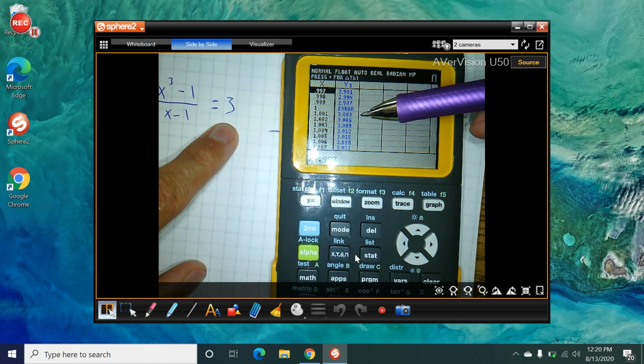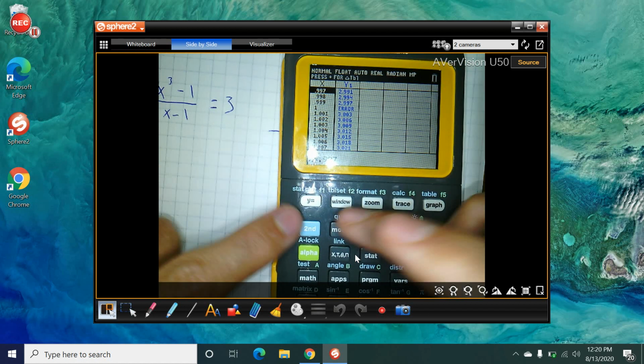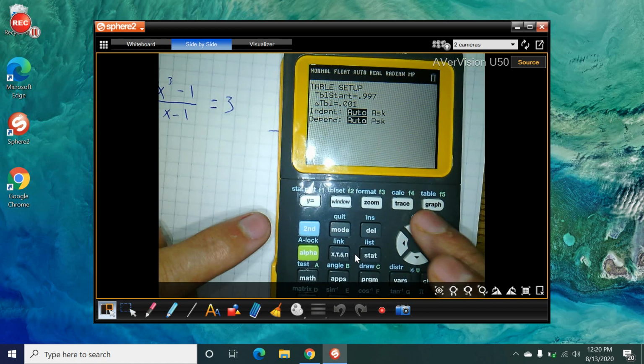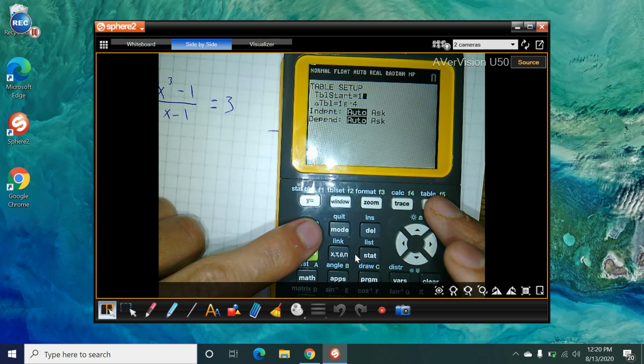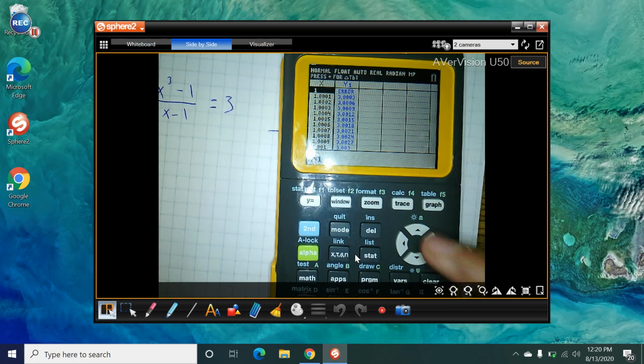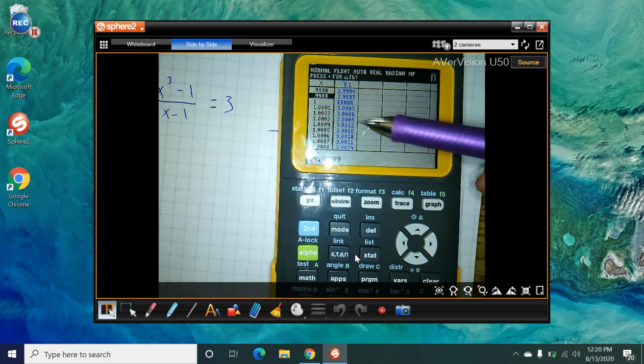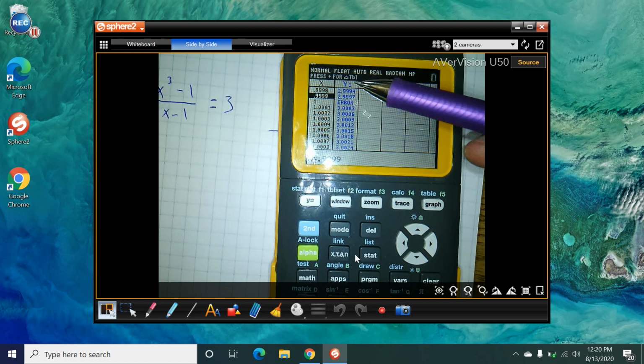If you're not convinced, then you can always go back to here and go even smaller, 0.0001. And once again, let's hit 1, and we'll see what happens. And once again, I am without doubt sure that the limit is 3.